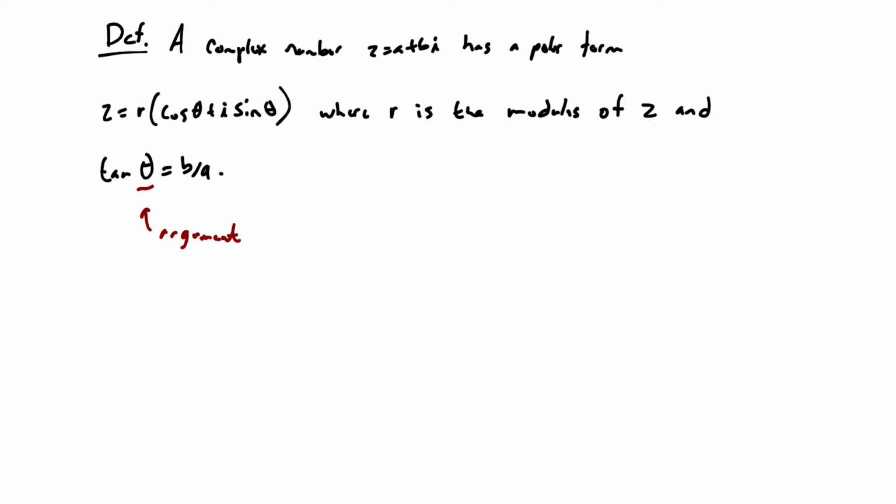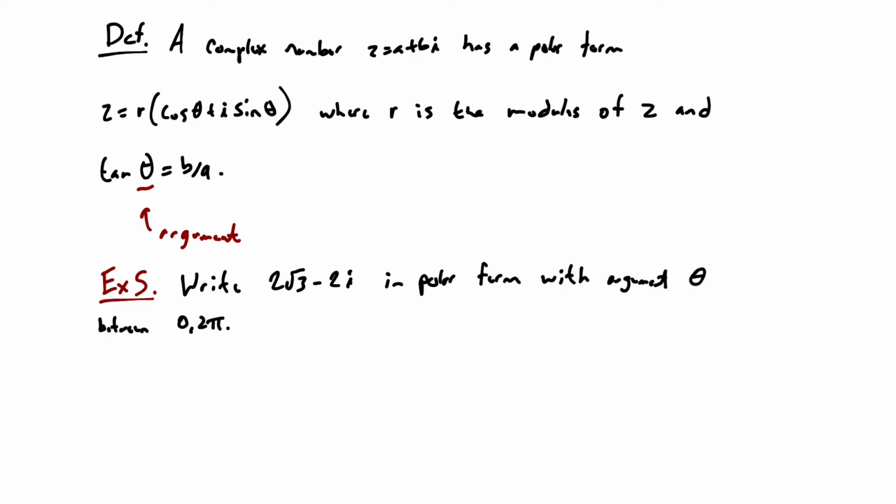Let's look at an example where we compute the polar form given a complex number. This is example number 5. And we want to write 2 square root of 3 minus 2i in polar form, with the restriction that the argument theta has to be between 0 and 2 pi. Let's go ahead and sketch our point. So we'll move over 2 times square root of 3, and then down negative 2.